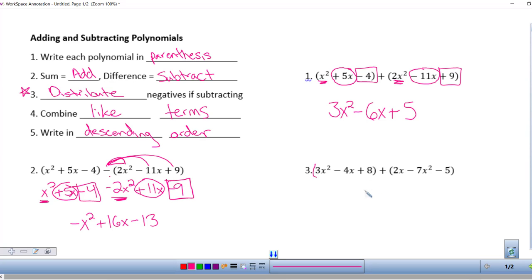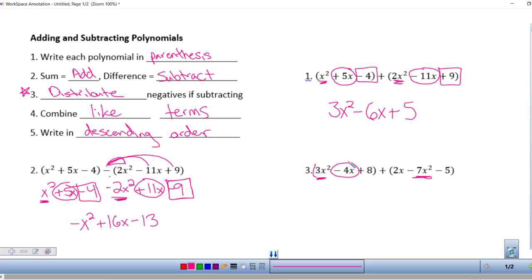Okay, this one, we're adding, so it's just, again, combining like terms. I don't need to worry about distributing. A positive doesn't change anything. So 3x squared minus 7x squared. Careful, they're not always in the exact order of having the x squared first in both polynomials. Notice this one has this x squared first, but this x squared is in the middle. So watch out for that. It's not always the first term with the first term, second term with the second term.